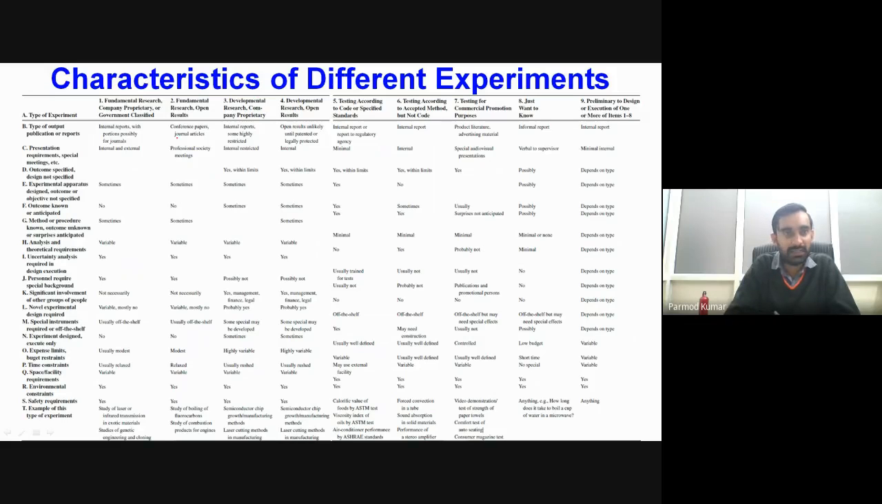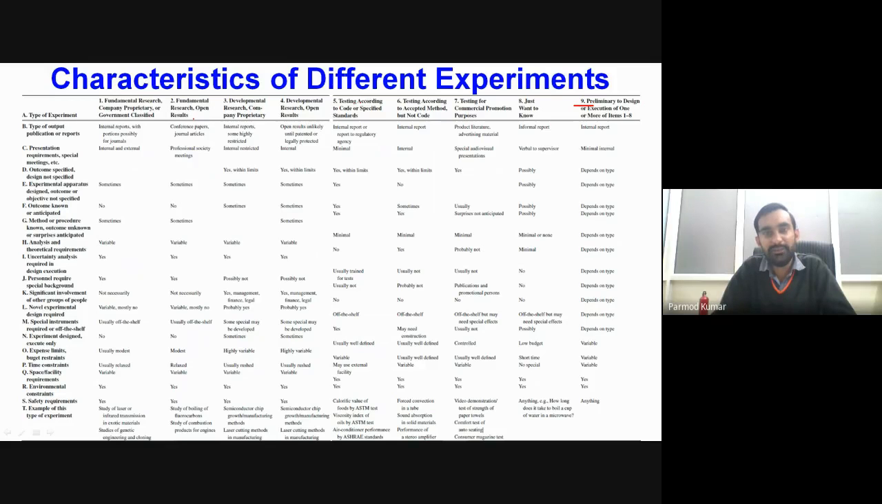I have shown one table over here, and in this table, row A is nothing but the type of experiment, and corresponding to this we have 9 different categories. The first type of experiment is fundamental research, based on some government classified norms. Another could be fundamental research for open results, that is of general interest. Then another category is developmental research, which may be company specific, and the next category is developmental research that is once again open to the general public.